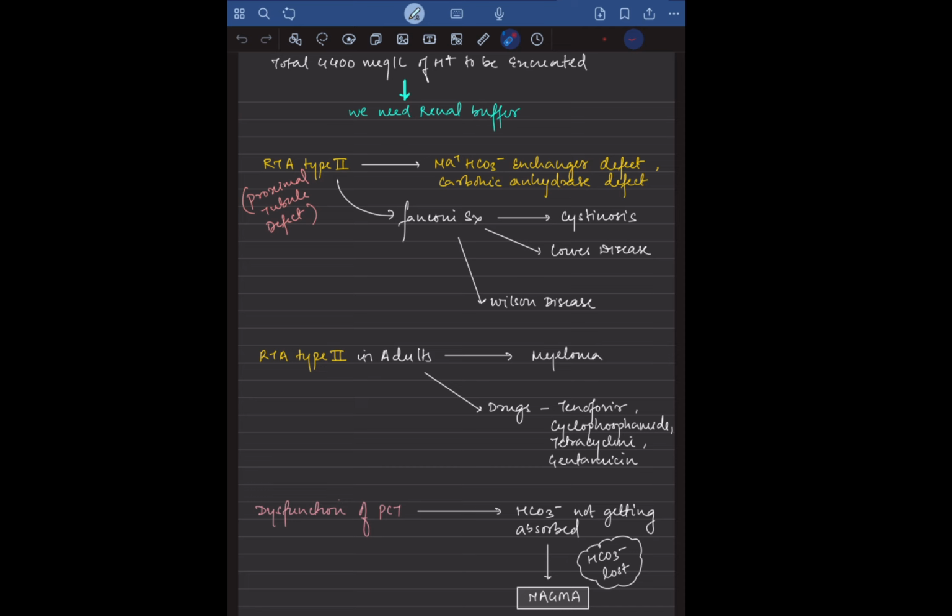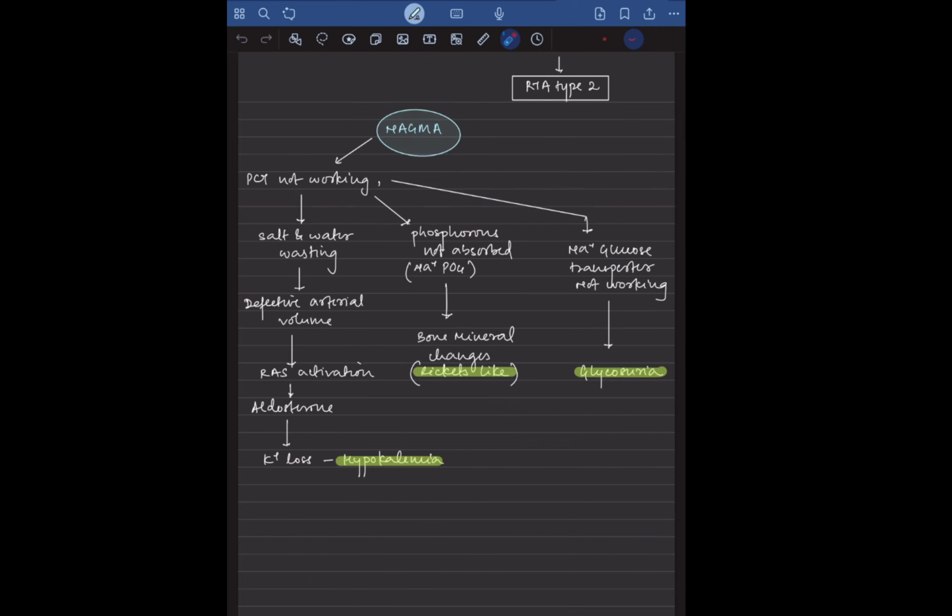Now, RTA type 2 in adults can be because of myeloma, tenofovir, cyclophosphamide, tetracycline, gentamicin. It could also be because of hyperphosphatemia, or because of post-transplant patients. Okay, so remember that also. Now, this is causing a normal anion gap metabolic acidosis. Okay, so this is something which is caused if the PCT is not working.